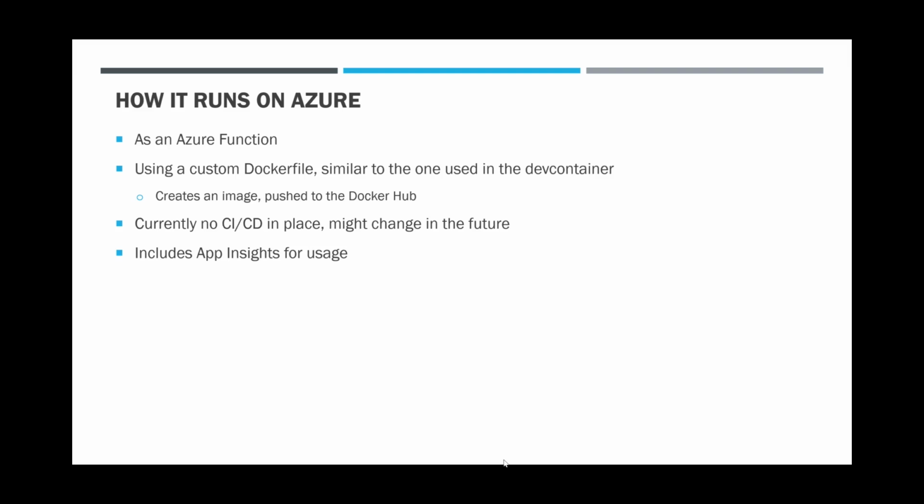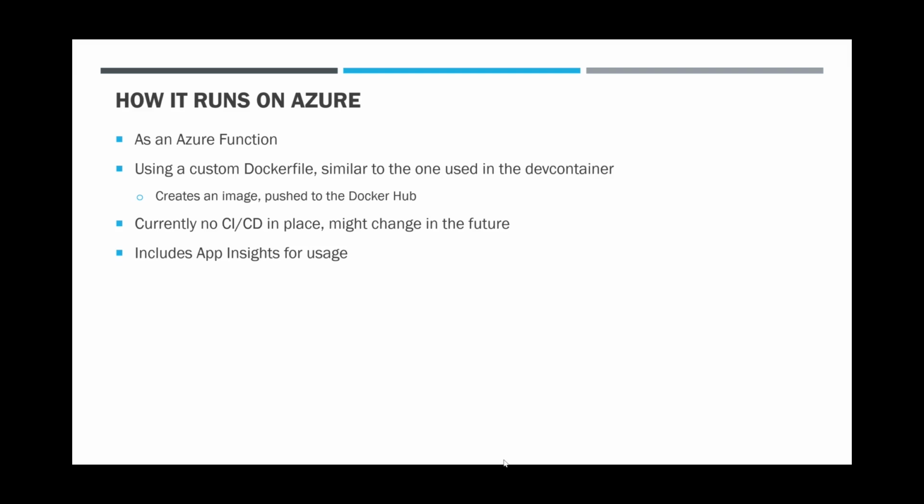So this was basically the development side. You saw the code, you saw how you can get it up and running, and also how the development works. But of course, you also saw that there is actually a service in the cloud, and I want to show you how that works, how it runs on Azure as an Azure Function, and how we use a custom Dockerfile, which is very similar to the one that you've seen in the dev container.